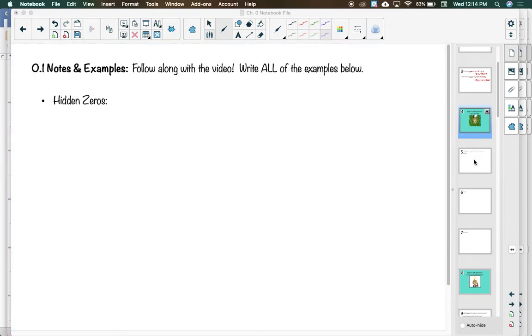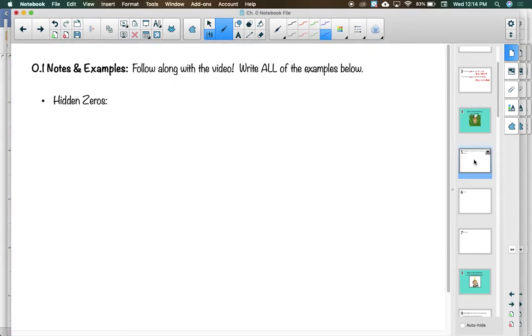Okay, so hidden math. There are 3 things that can be hidden in math at this time. We'll learn a little bit more later in the year. First thing are hidden zeros. And pretty much what hidden zeros are, zeros that we can put in numbers that do not change their value.